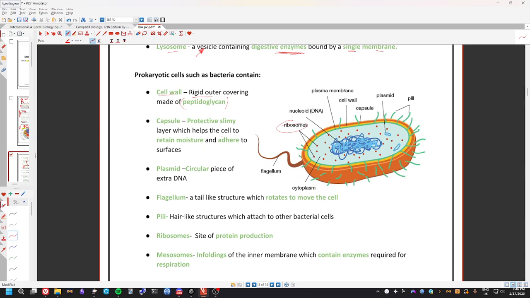Capsule, which is going to be beneath the cell wall. It's going to help you retain moisture and adhere to surfaces. So these are the two functions of that. Adhere would mean stick to other surfaces, and to retain moisture is just to survive when it's in a dry environment.